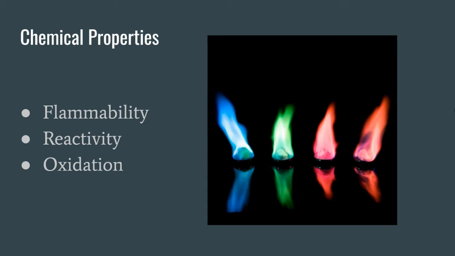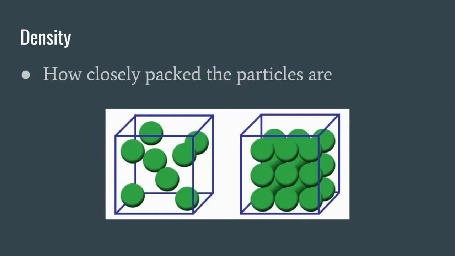Okay? Reactivity, that's how likely your substance is to react in a chemical fashion, to actually go through a chemical reaction if it comes into contact with something. And oxidation is similar, but it's specifically the likelihood that something will react with oxygen. So that's where rust happens, is iron reacting with oxygen. Okay, so size, color, density, I think those are pretty self-explanatory.